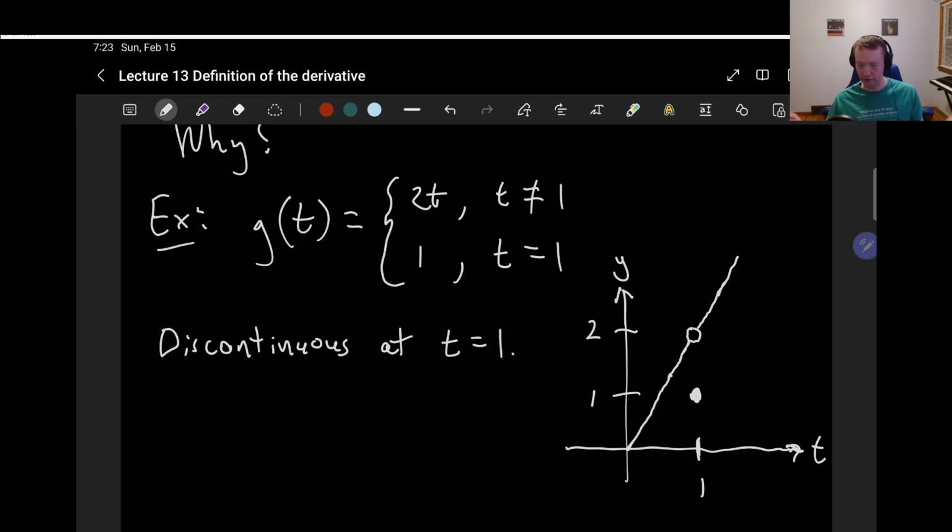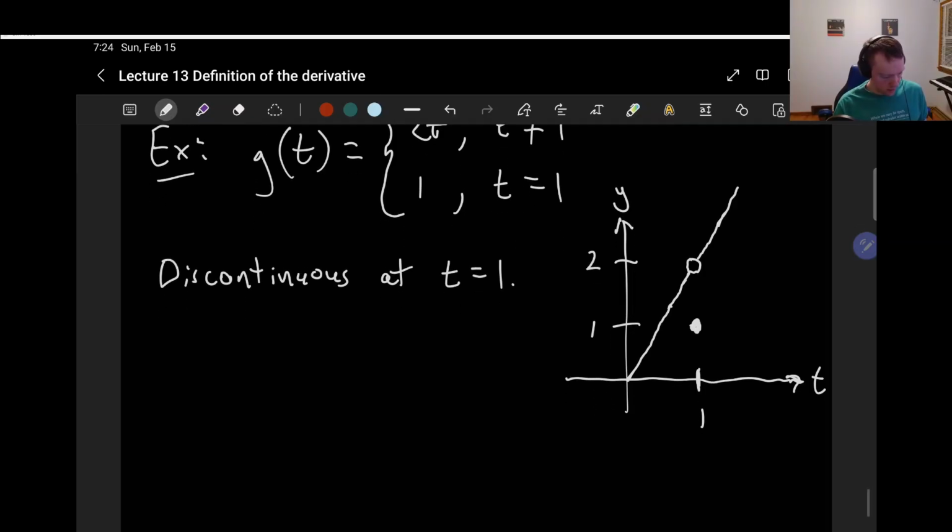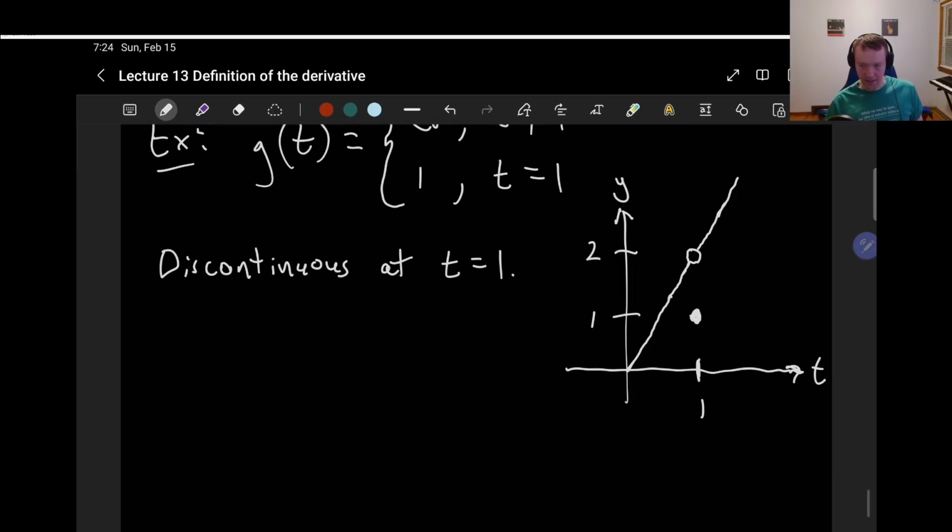And everywhere else is totally fine. It's just a regular polynomial 2t. And it turns out that you're also differentiable everywhere, except at this point. But I haven't shown yet, why do we fail to be differentiable at this point? Well, it's actually not the one-sided limits that are the problem this time. Something else.